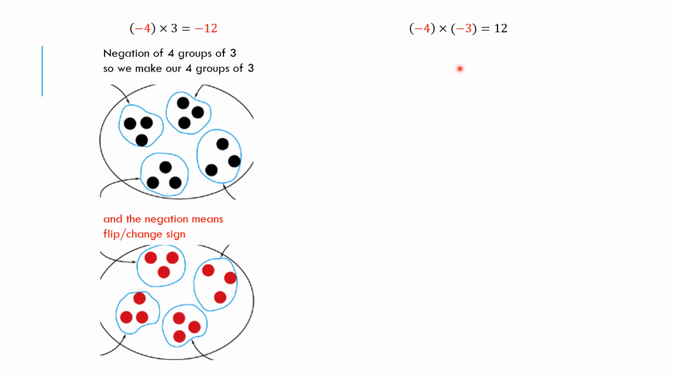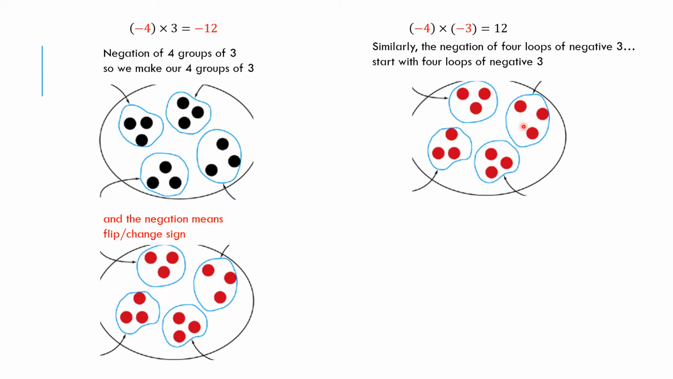So if they were black, I now turn them red. Okay, so now let's look at the case where I've got a negative times a negative. Again, I'm still going to draw 4 groups. This is still telling me 4 groups, and I'm still going to start by making them negative in each group. So I've got my 4 groups, and my negative 3 in each group. Notice they're red chips because they're negative.